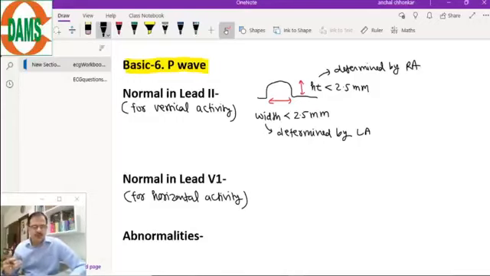Now moving on to the components of the ECG. The first component of the ECG is starting with the P wave, and this yesterday we tried to cover, but because of some streaming problem we were not able to complete this P wave. So starting with the basic number 6, and basic number 6 is the P wave.